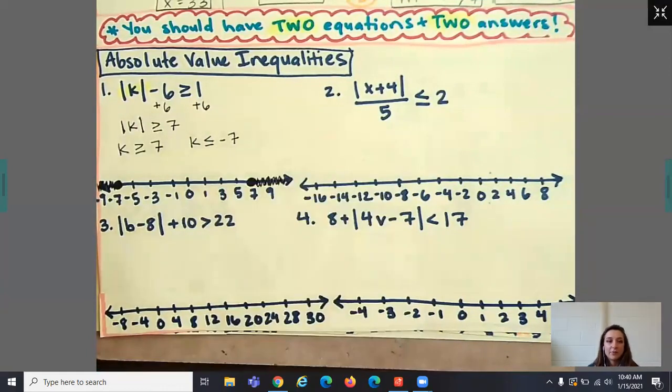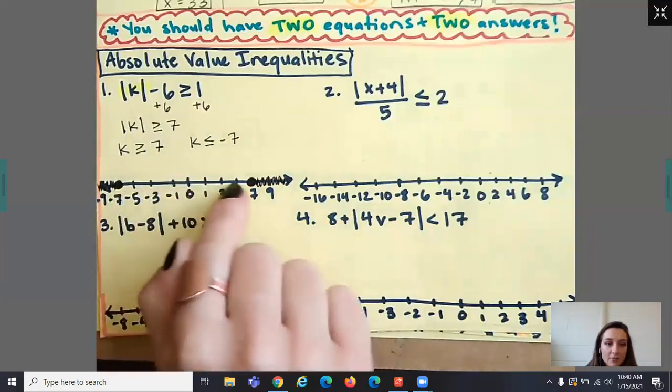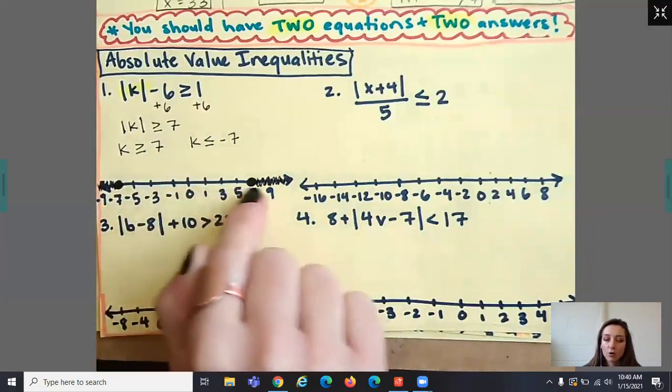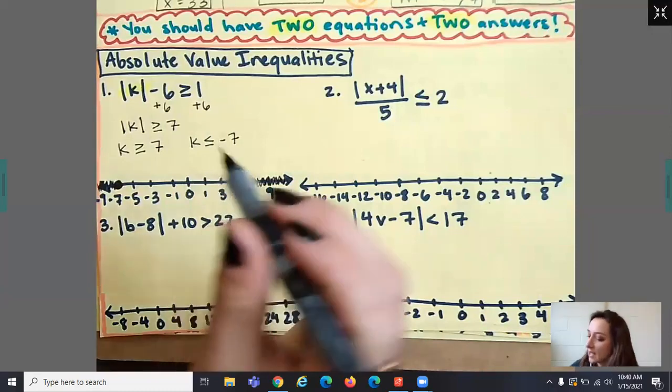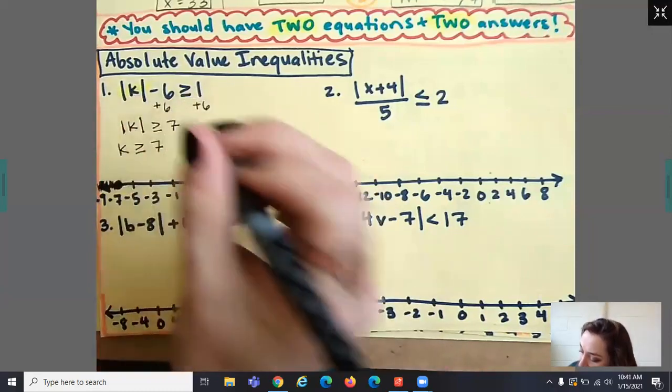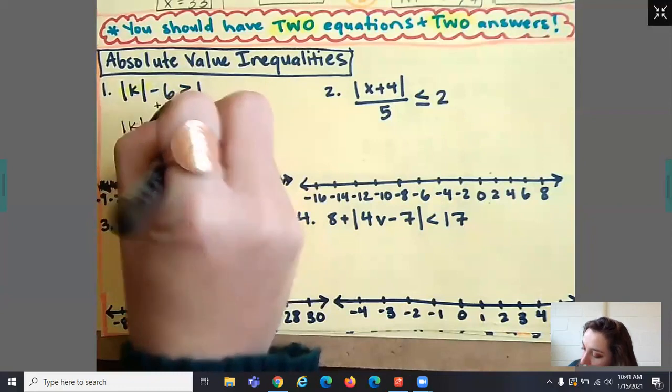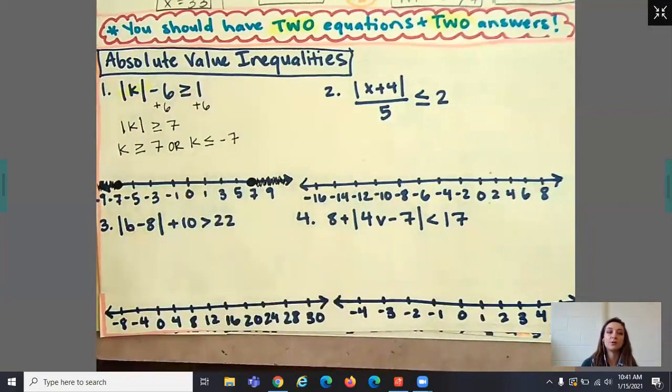Okay, anytime that you see a big blank in the middle here, just imagine a really big "or" written in there. So this is going to be k is greater than or equal to 7, or k is less than or equal to negative 7. So this is going to be our answer here.